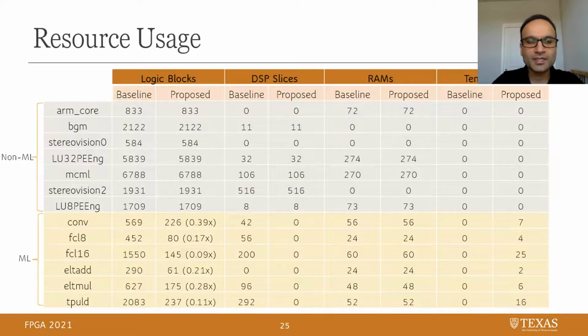Let's look at resource usage now. For non-ML designs, the resource usage did not change between the baseline and the proposed FPGAs. That's because no Tensor Slices were used. But in ML designs, Tensor Slices were used instead of DSP slices in these designs. And we also saw a significant reduction in logic block usage in these designs as well.